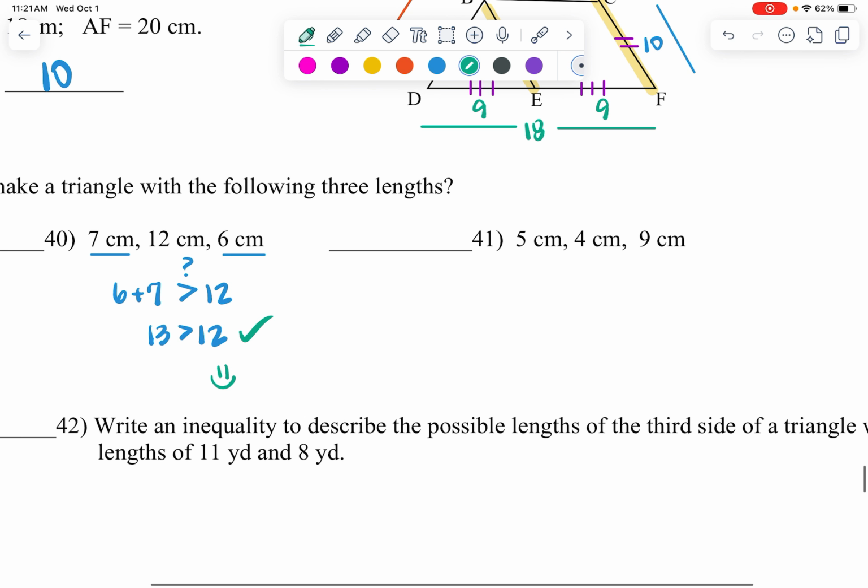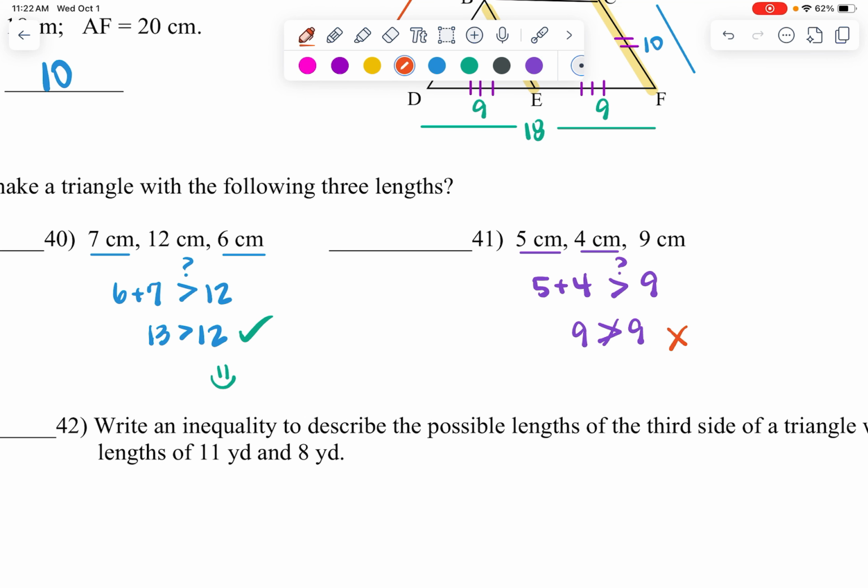Over here, my two smallest sides are 4 and 5. So I'm going to check to see if 5 plus 4 is greater than 9. And no, it's not. It is not greater than 9. It is equal to 9. So this is a big no. It has to be greater.